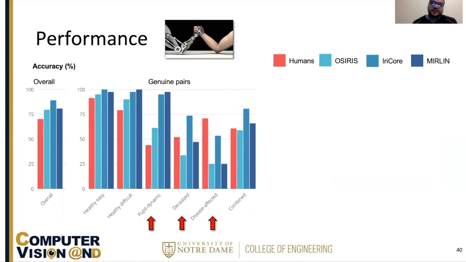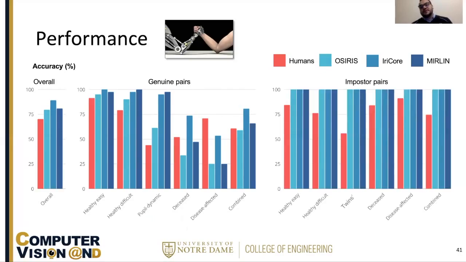Another point is related to disease-affected eyes. People were much better than the programs, and again, it might be the effect of the programs not being tuned for this kind of iris. With respect to imposter pairs, we have a different situation. Programs were perfect all the time, which is understandable because programs are really tuned to not provide false acceptance. They are really good at finding imposter pairs, and they have some bias towards saying that pairs of irises are not the same eye.